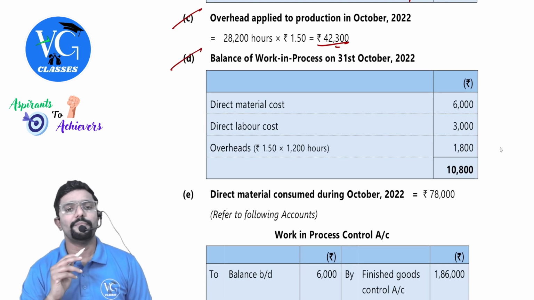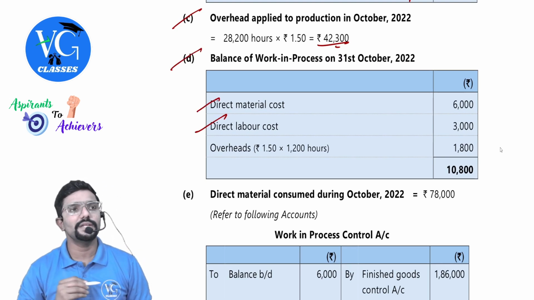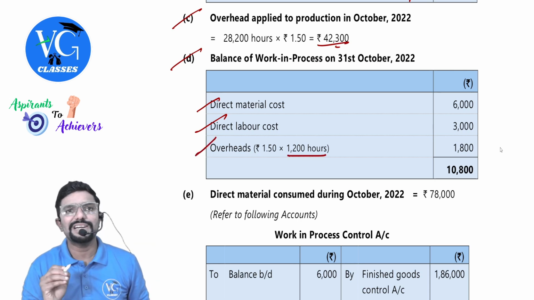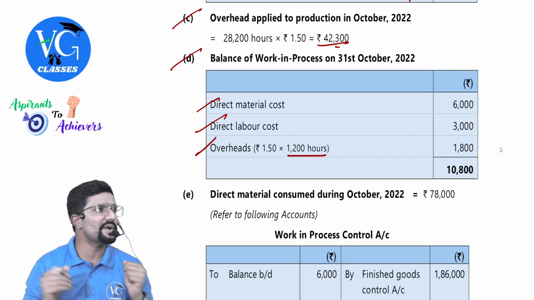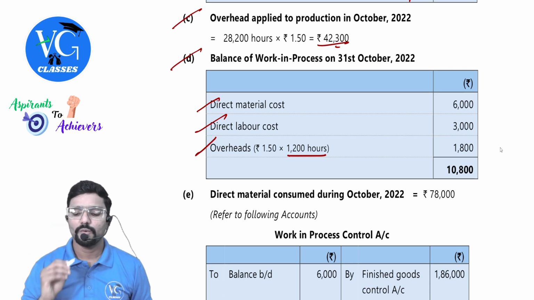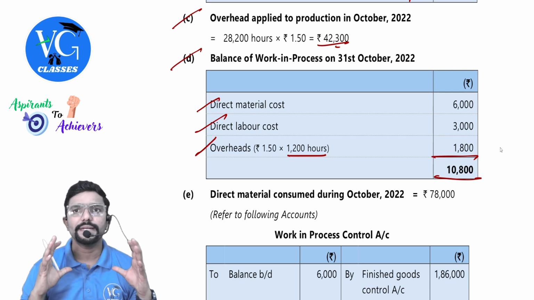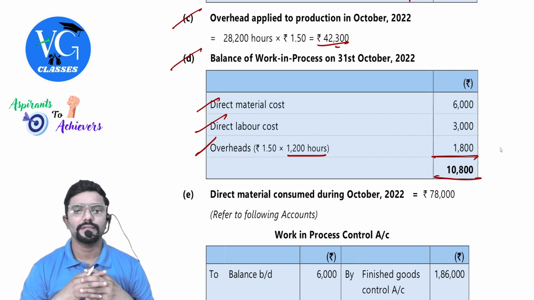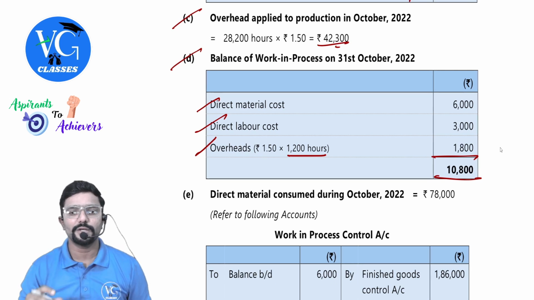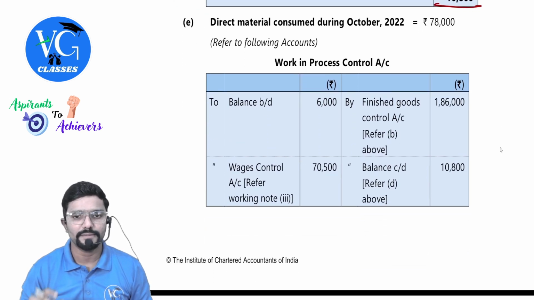Now coming to balance of work in progress at the end of the year. Direct material, direct labor, they only given us. Now can we calculate overheads? Yes. We know that labor hours worked on WIP is 1,200 hours. For each hour, what is the absorption rate? 1.5. So what's the closing WIP value? 10,800. Next, direct material consumed during October 2022. 78,000. They have done it. Let us see how they have done.